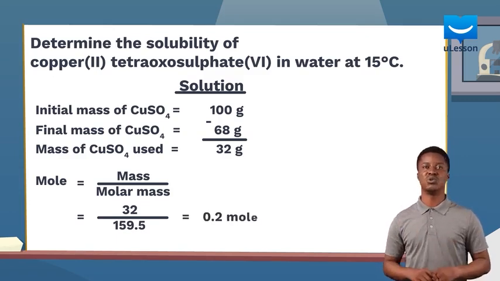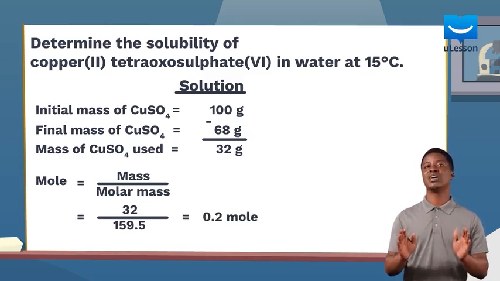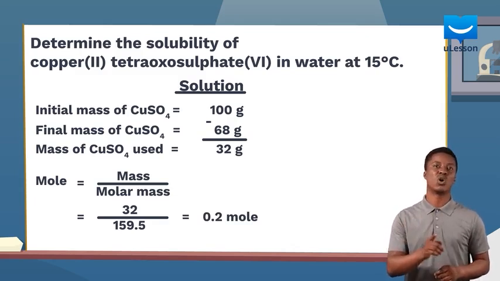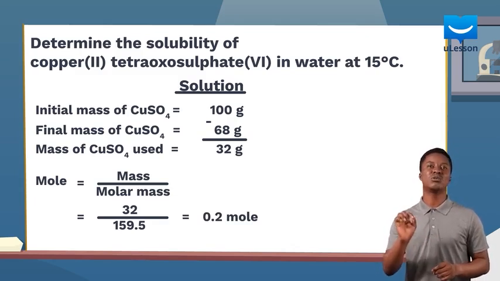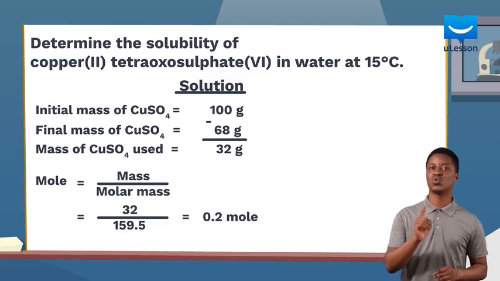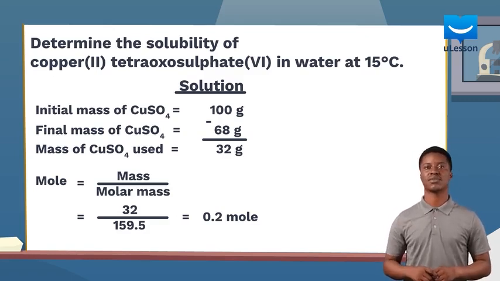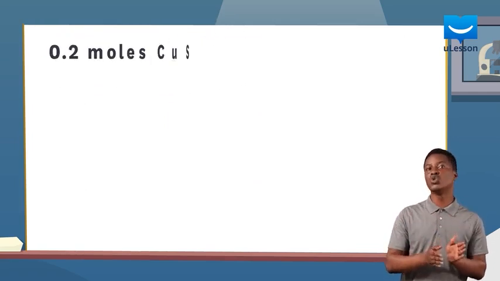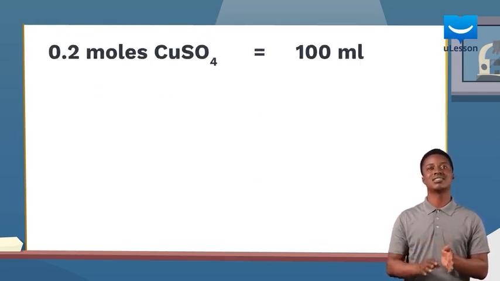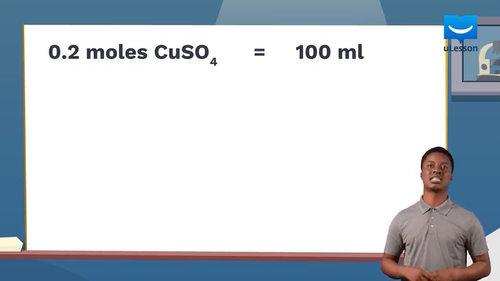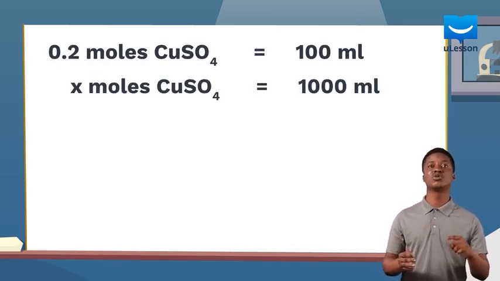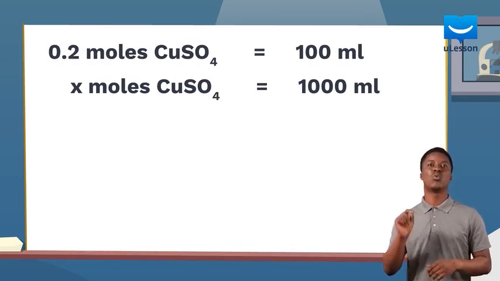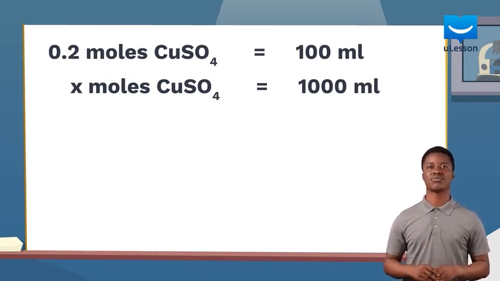approximately 0.2 moles. He does not stop here because he knows that the solubility of a salt is the number of moles of the salt that saturates 1000 milliliters of water and not 100 milliliters of water. To tackle this, he uses the proportionality. If 0.2 moles of copper 2 tetraoxosulfate 6 saturates 100 milliliters of water, then a certain number of moles of the same salt that can be represented as X moles will saturate 1000 milliliters of water.